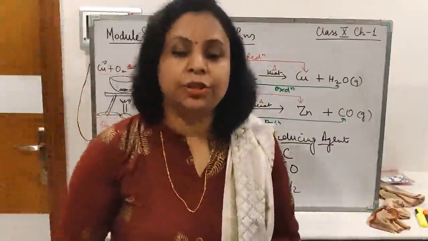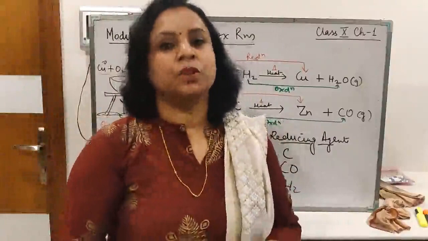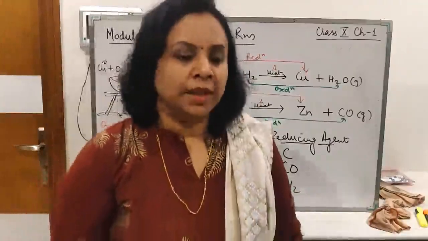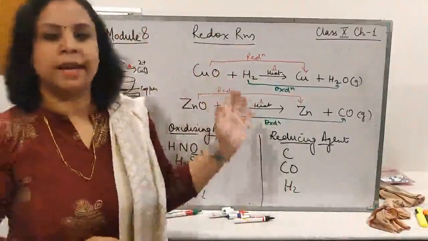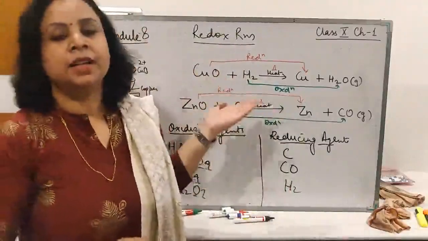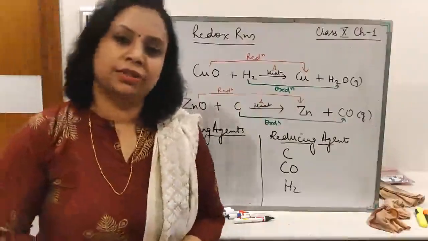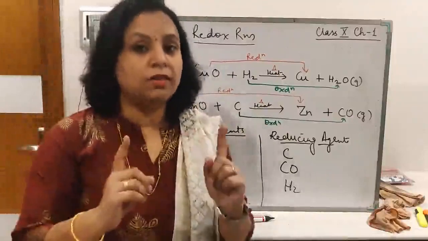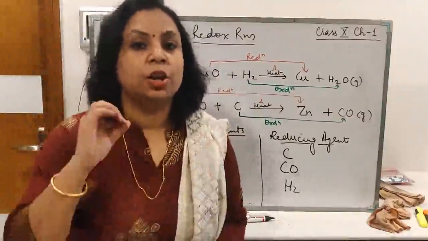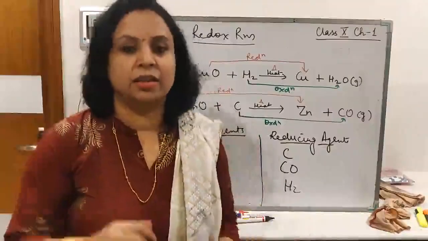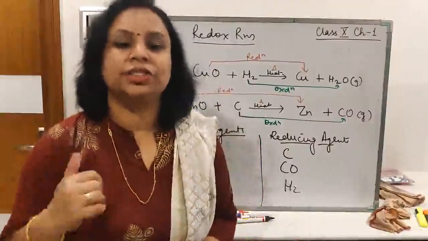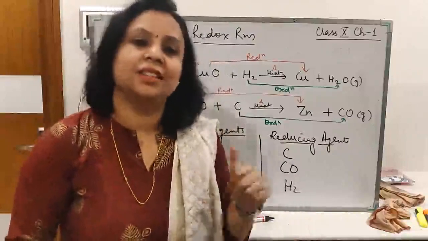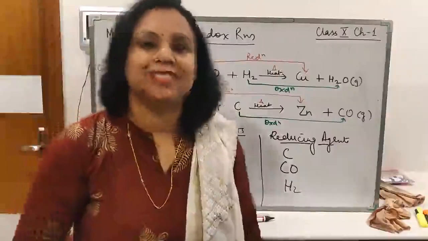Children, I will request you to practice oxidation and reduction examples given in your book, and by more and more practice you can easily identify oxidation and reduction in a chemical reaction. And always remember the mnemonic OIL and RIG. OIL, oxidation is loss of electrons, and RIG, reduction is gain of electrons.